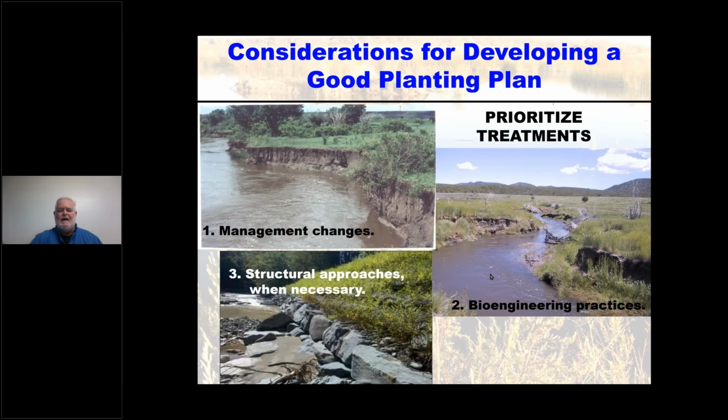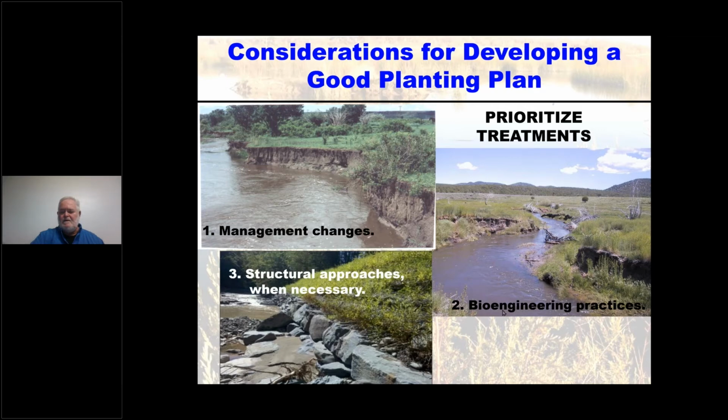So 3 things that I would look at in terms of prioritizing your treatments. And the first one are management changes. Management changes are the cheapest and easiest way to go and fix a stream, believe it or not. It doesn't take a lot, especially if it's farming practices, grazing practices. It could be timber, anything like that. It could be urban development sort of thing. Management changes are the first things I look at because you can do a lot and very cheaply.